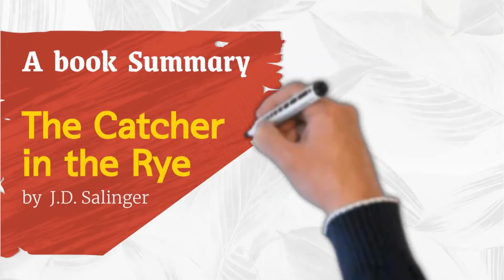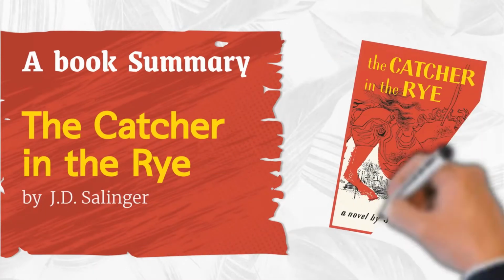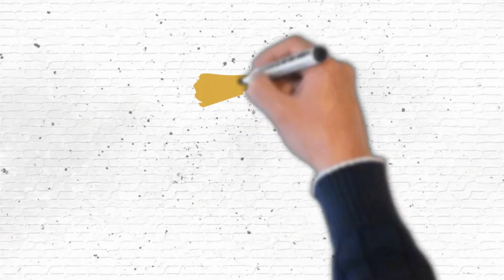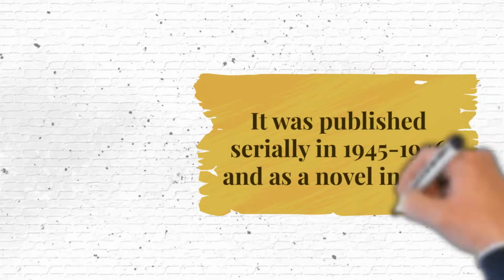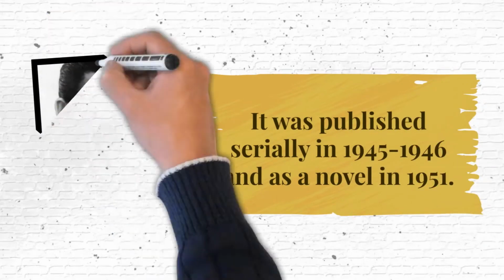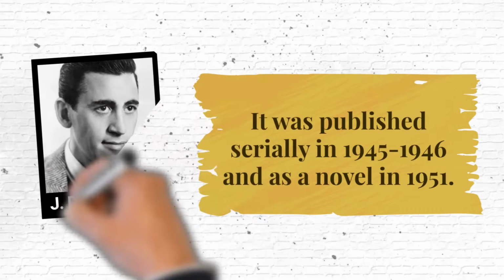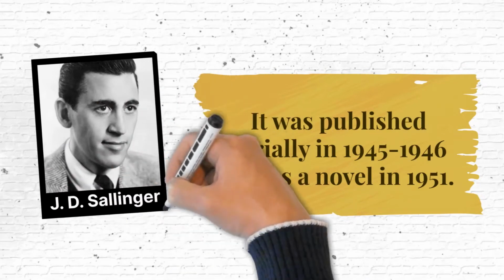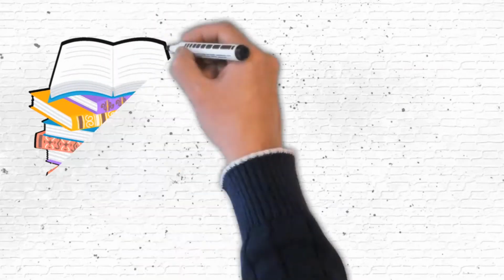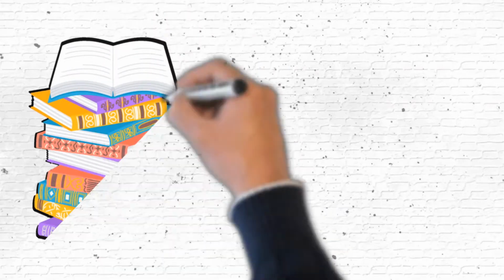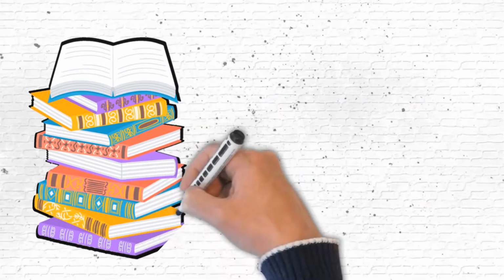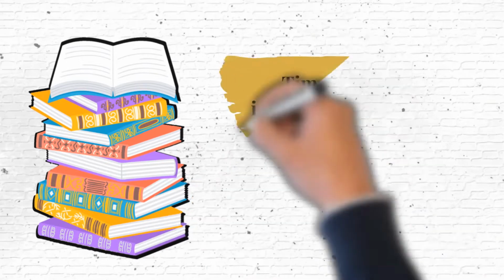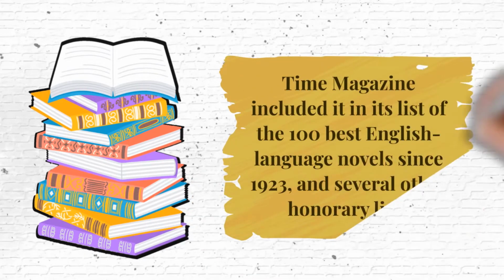In today's video, we have the summary of the book, The Catcher in the Rye. The Catcher in the Rye is a novel by American author J.D. Salinger. It was published serially in 1945 to 1946 and as a novel in 1951. With more than 65 million copies sold, it is one of the most celebrated literary works of all time. Time magazine has also included it in the list of the 100 best English language novels since 1923, and several other honorary lists.